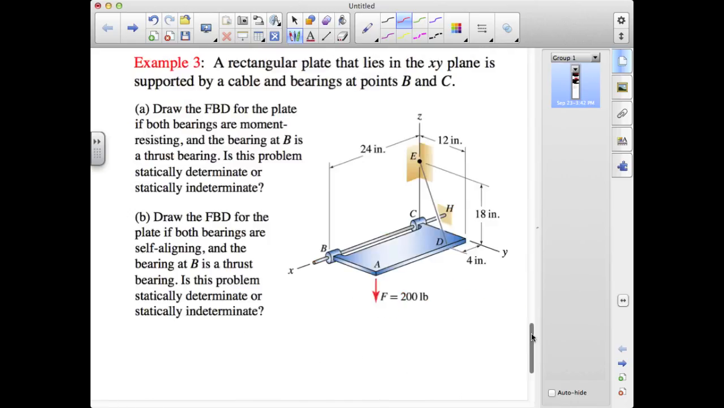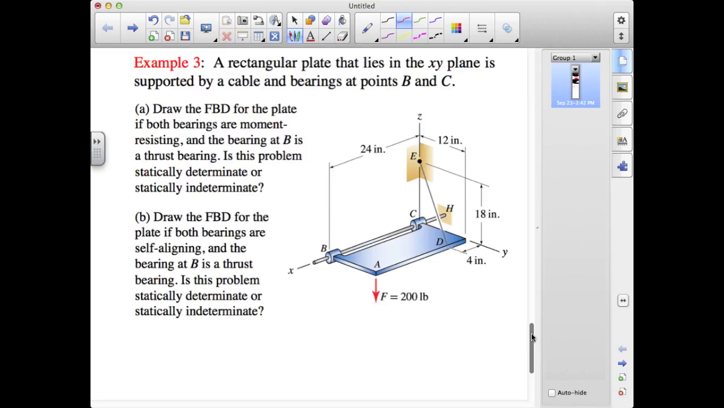For our last example, we have again a rectangular plate that lies in the xy plane, supported by a cable and bearings at point B and C. In part A we're asked to draw the free body diagram for the plate if both bearings are moment resisting, that is, if these are plain vanilla bearings, and that the bearing at B also is a thrust bearing. And then in part B, we're asked to draw the same free body diagram if both bearings are self-aligning. And between these two, to comment on which one is statically determinate and/or statically indeterminate.